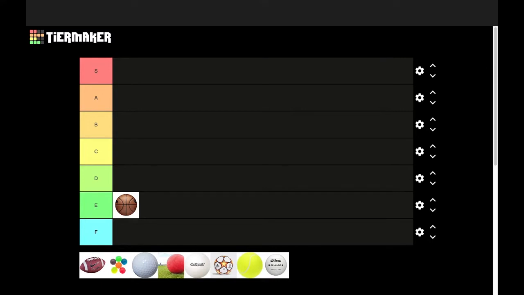Let's move on to the kickball. The kickball has the second highest mass, right? I believe it does. 0.549 kilograms. Yep. It's right here.